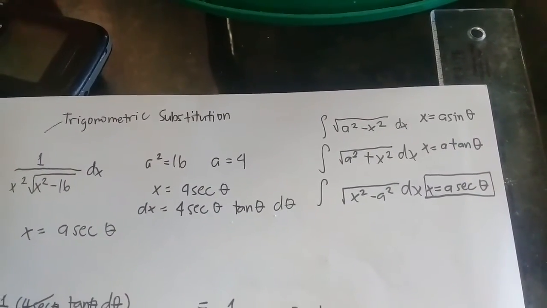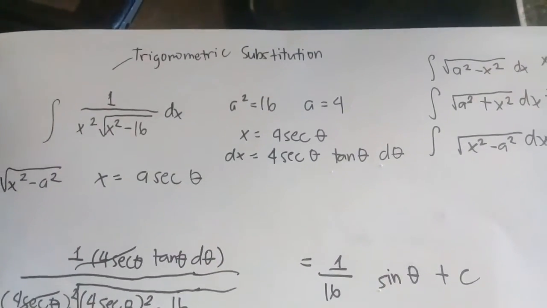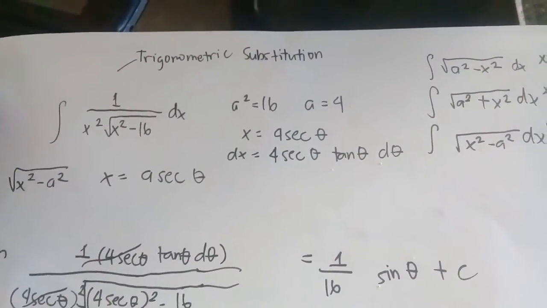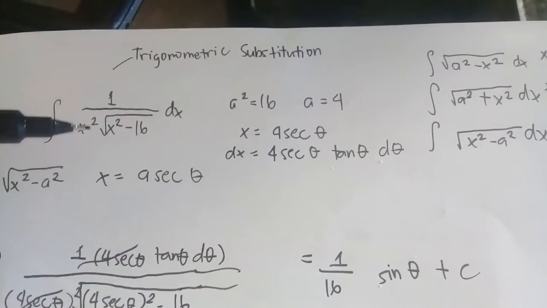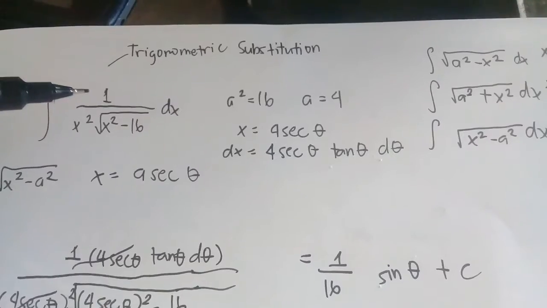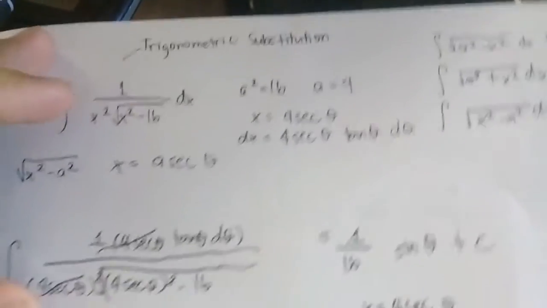x is equal to a secant theta, where a squared is equal to 16, then a will be 4. Then x, of course, with the constant a, which is 4, x is equal to 4 secant theta. Then the derivative of x is 4 secant theta tangent theta. So proceed to the integration.